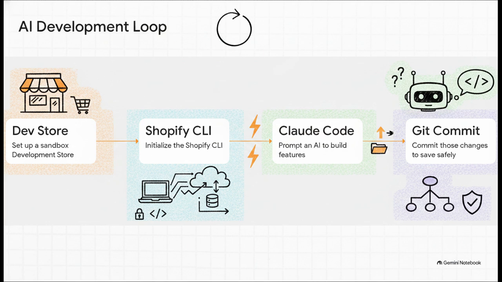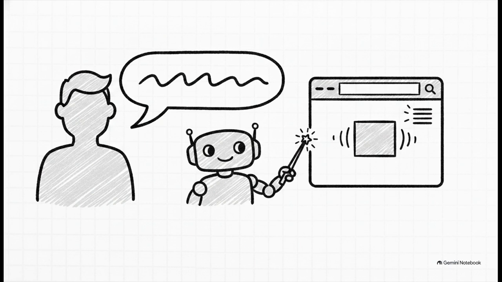Because it connects via that CLI, you can preview the exact changes on a local dev server in real time. And finally, you commit those changes with Git to safely save your progress. Now, when you're in that prompting phase, you don't need to speak in code at all. In modern workflows, you just use plain language.